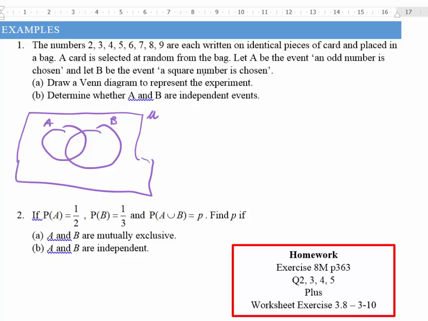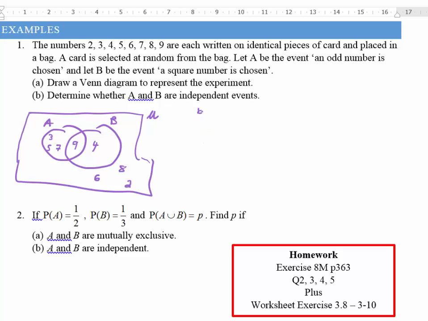So A is an odd number is chosen. So what are the odd numbers? The odd numbers are 3, 5 and 7. And 9 is also an odd number. But for B, it's a square number as well, because 3 squared is 9. So square numbers are the numbers that you get when you square a smaller number. So 9 would stay there, that's what it is. The other square number we have is 4, because 2 squared is 4. And then we've got these other numbers, 8, 6 and 2, who are sitting out here.